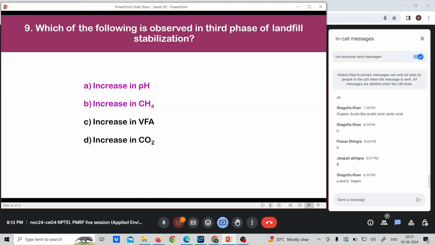And as a result of this VFA consumption, methane is going to be produced, and some amount of carbon dioxide that was produced previously will not be entirely there, or it's not going to increase in concentration. So there is no increase in CO2. First, methane only will be produced. Carbon dioxide may be produced in the methanogenesis process, but not at this stage. So increase in carbon dioxide is also a wrong answer for this question.